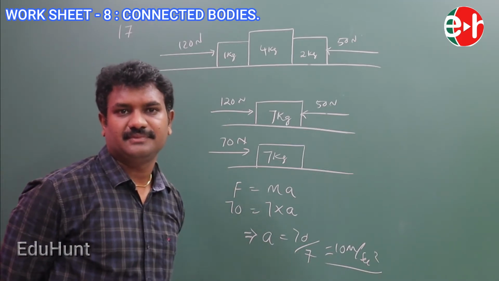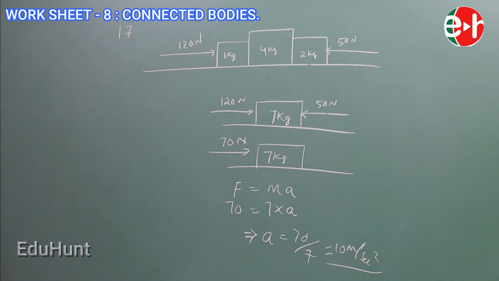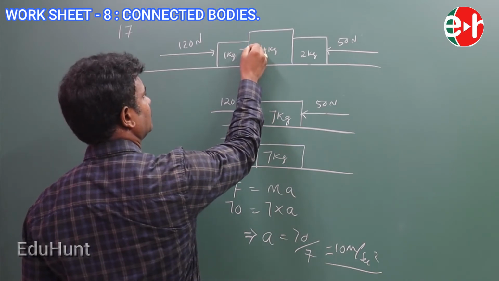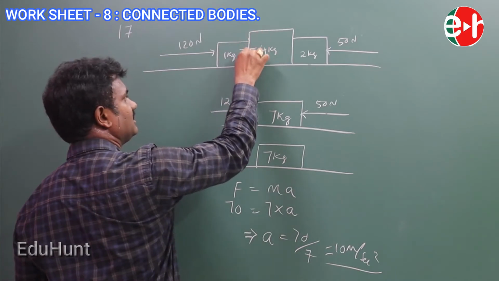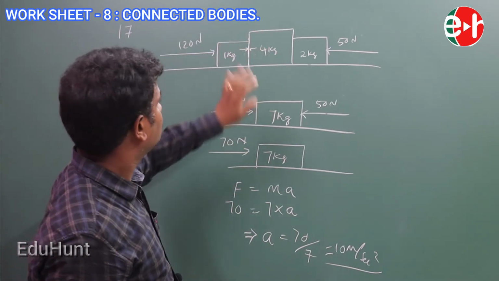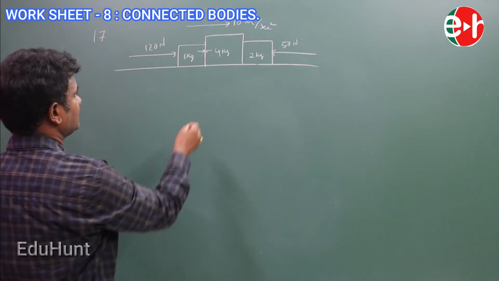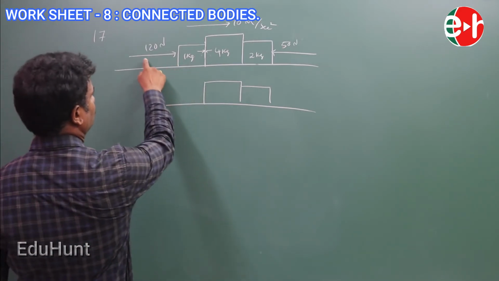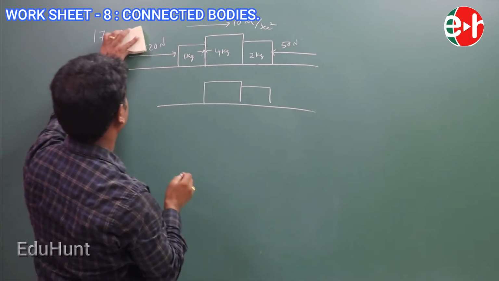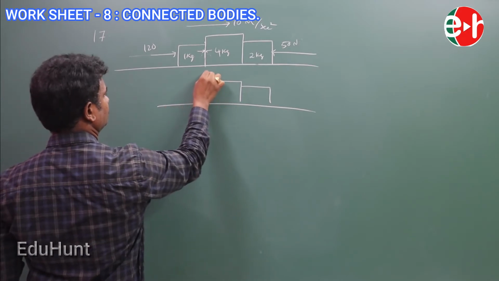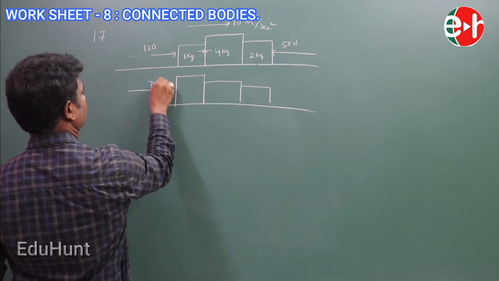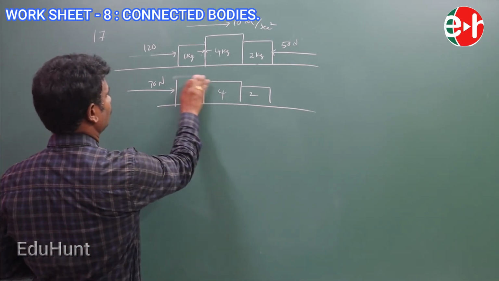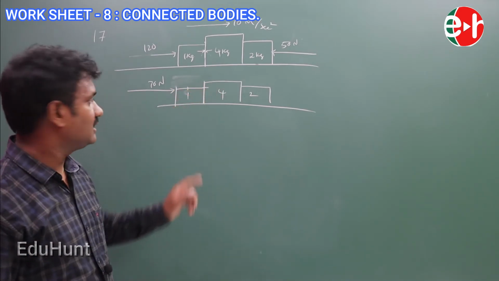Now let us look at the next question, that is the normal force between 1 kg and 4 kg. Means, what is the force acting here between 1 kg and 4 kg? In this case also we need to ignore this 1 kg. We have 120 newtons and 50 newtons, so the net force is 70 newtons acting in this direction.